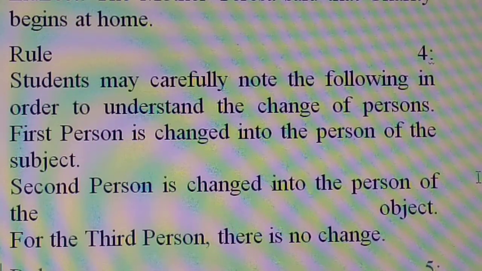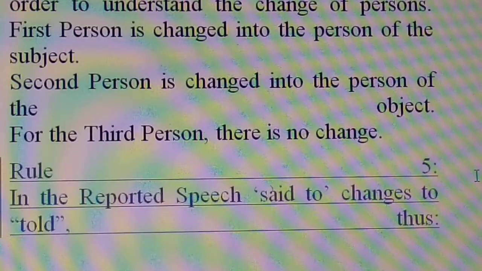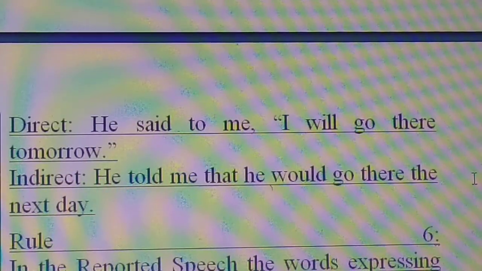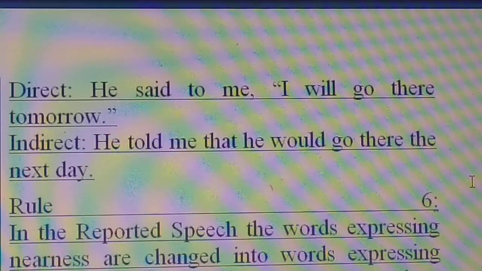Students may carefully note the following in order to understand the change of persons. First person is changed into the person of the subject. Second person is changed into the person of the object. Third person, there is no change. In the reported speech, said to changes to told. Thus, direct: he said to me, "I will go there tomorrow." Indirect: He told me that he would go there the next day. So tomorrow changes into next day.